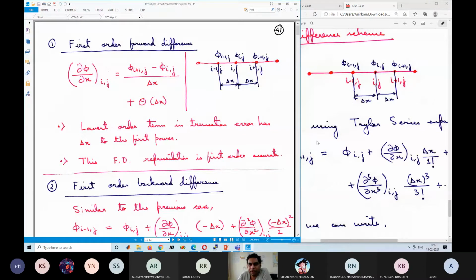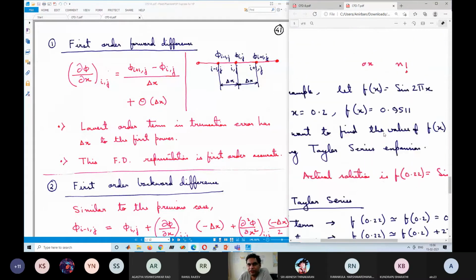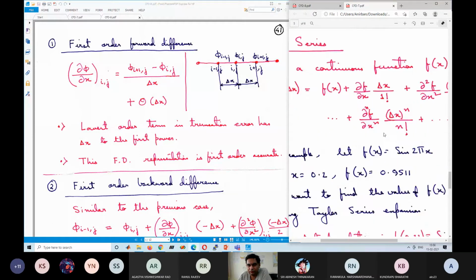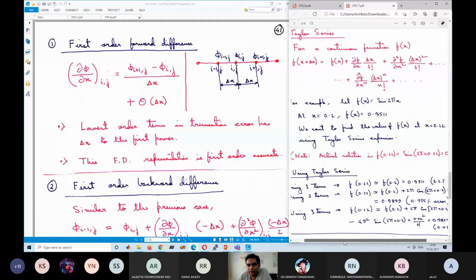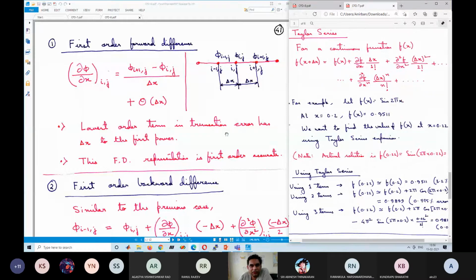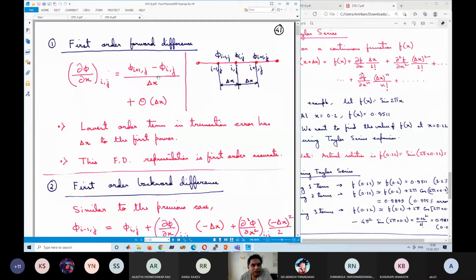Similarly, I will just keep the Taylor series again open in case we need to refer to it. It will look very small, but there is no other option for us. So the first order forward difference we have already studied: del phi del x at i, j is equal to (phi i plus 1, j minus phi i, j) by delta x plus, what is this term? This is actually capital O, this is the O notation. This is known as order of delta x.